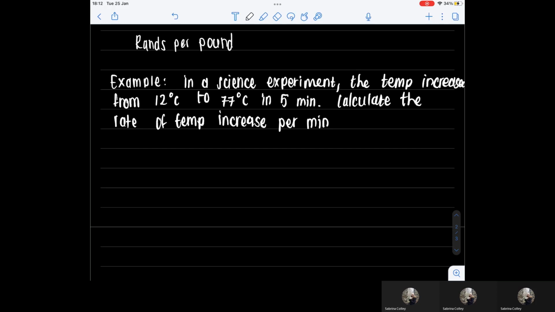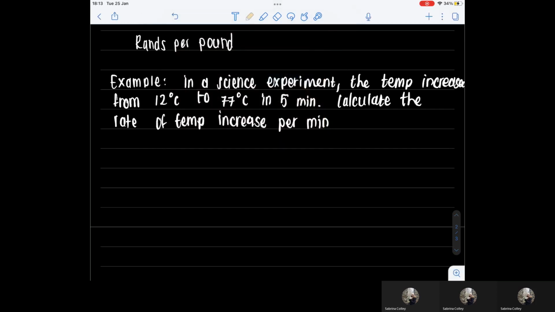temperature increase per minute. So at this stage we are comparing the increase in the temperature, so degrees Celsius, and that's why it's a bit different, okay? And we compare it to the minutes that go by, right? So it's different units, okay? So if we look at this, we need to calculate how much the temperature rises every minute. We increase the temperature over the total time period. So we increased it from 12 to 77. So let's find out how much that is.